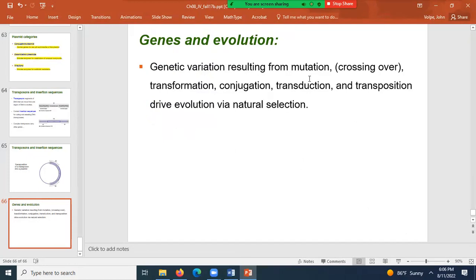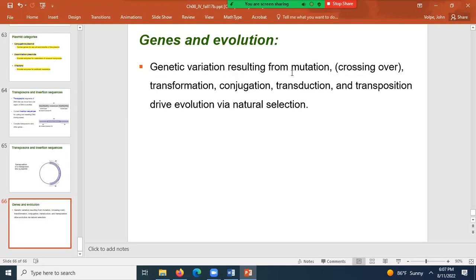Once it is existing in the world or in the species, it can now move among individuals by transformation, conjugation, and transduction. And it can also be brought about in individuals by mutation, crossing over and transposition, which just make new alleles possible so that you can get new combinations within the individuals. All of this gives rise to genetic variation in the population.